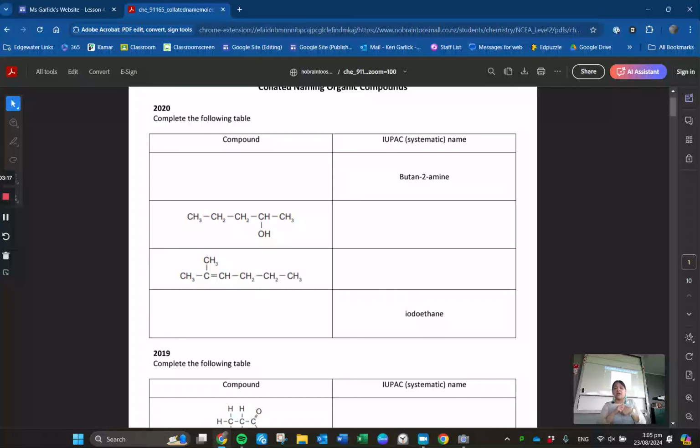So first one we have here is butan-2-amine. So I'm going to write that on my piece of paper, and we're going to break down what that means.